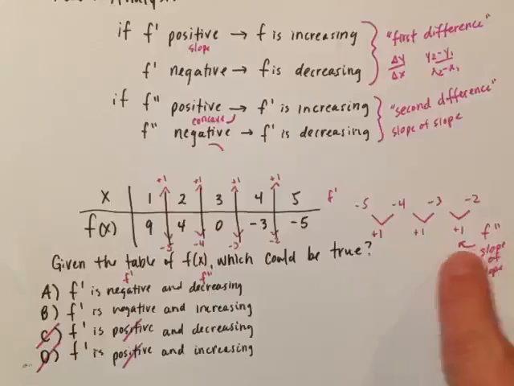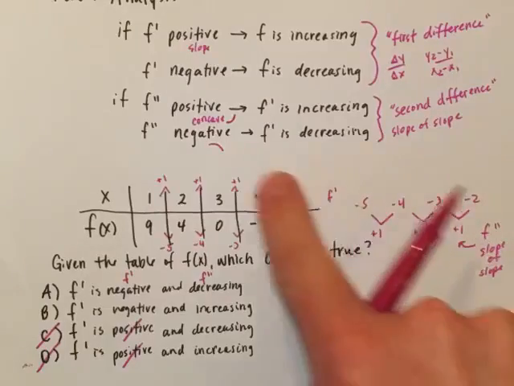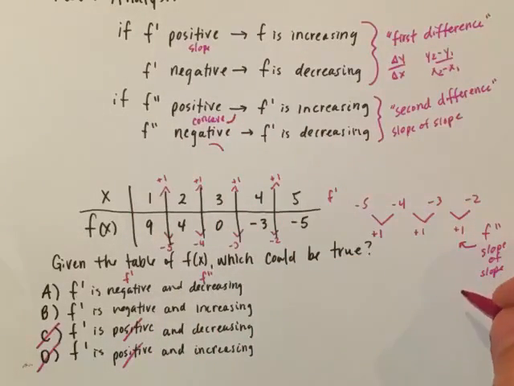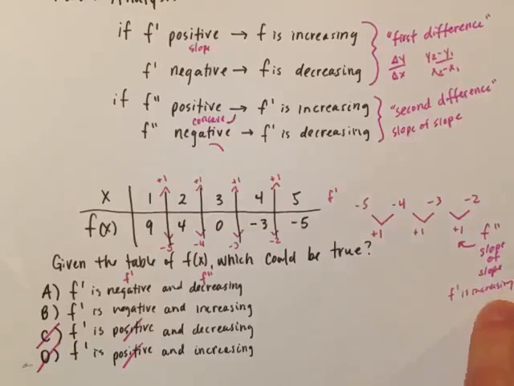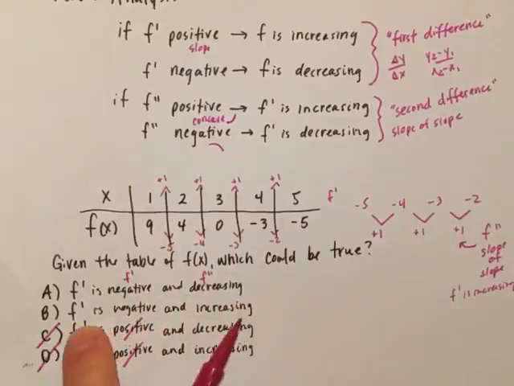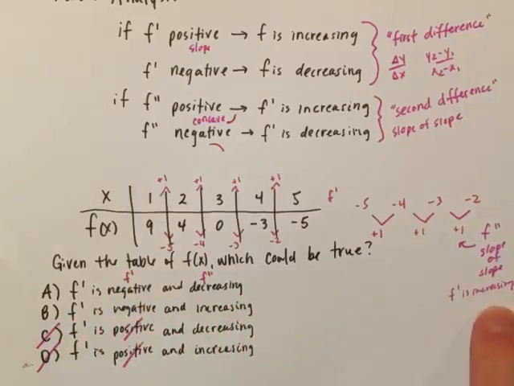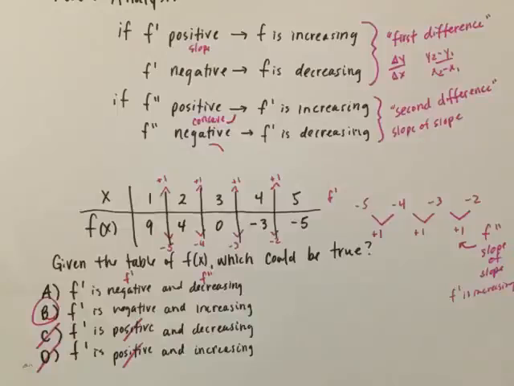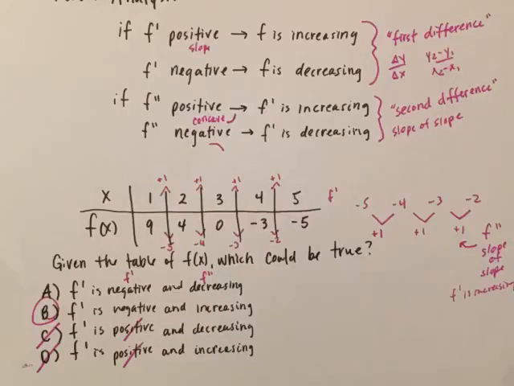So what does that tell us? If f double prime is positive, that tells us that f prime is increasing. We must have some kind of concave up feature here. So we're just going to look for where f prime we already found is negative, but it's also increasing. So once again, just kind of thinking about why that is, just the difference between the first difference, f prime, and the second difference, f double prime.